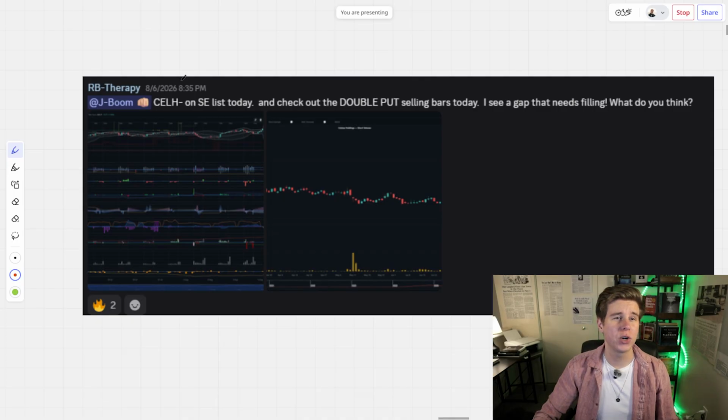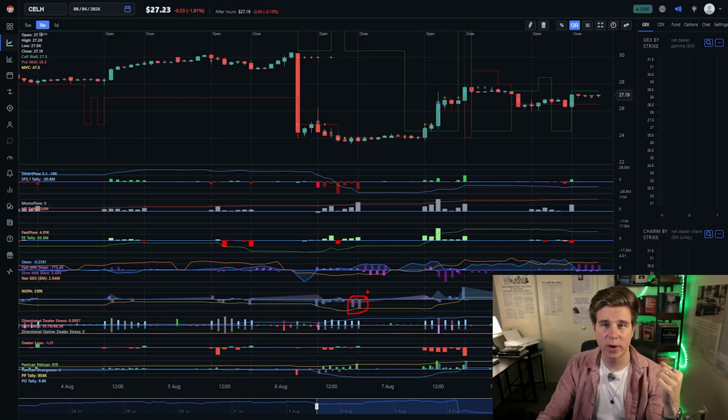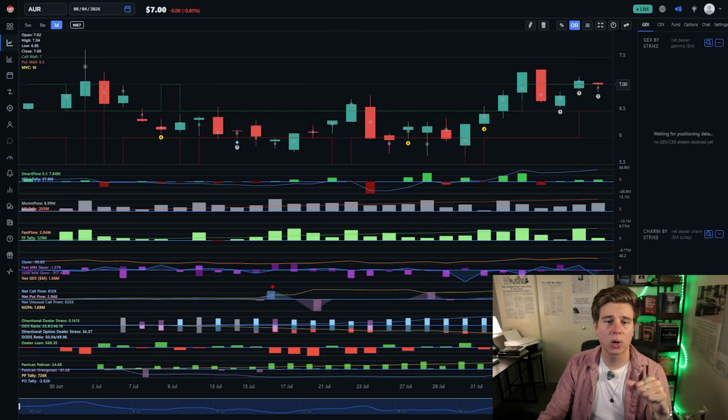For example, we had one trader, RB Therapy, call out a double put selling bar on CELH plus a high short exempt. This is what it looked like on the hourly chart. We got these big put bars right here. And as you can see, if you entered after the call out or even in the morning the next day, that is pretty much a 20% gain on commons in 1 day. And if you're trading options, that is probably 150%, maybe even 200, depending on what the actual IV of those options was. And then RB also called out this big call spike and this big put sale.